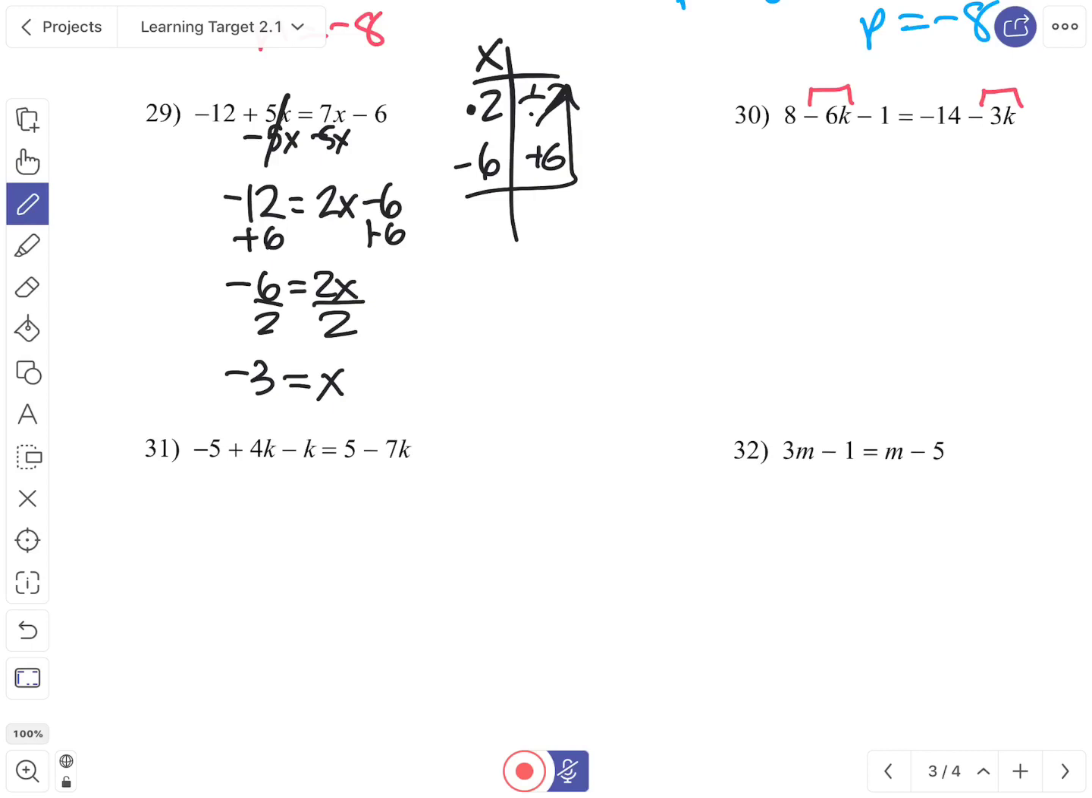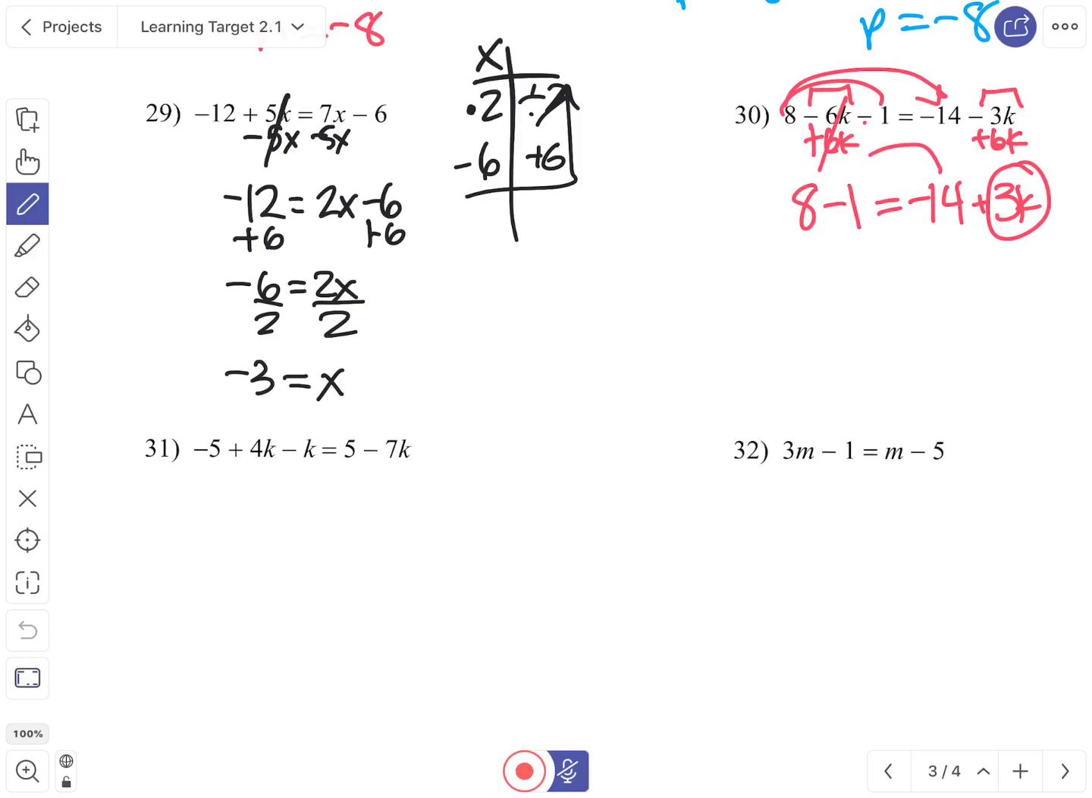It doesn't matter. So I could add a 6k. I could have added a 3k and gone to the left. It really doesn't matter which way you go. And you could have even dealt with the 8 and the negative 1 first, or put them over to the negative 14. There are so many different options. Personally, I like to deal with my variables first. So that becomes 0. 8 minus 1 sticks because that minus stays with the 1. Negative 14. Negative 3 plus 6 would be a positive 3k, because negative 3 plus 6 is positive 3.